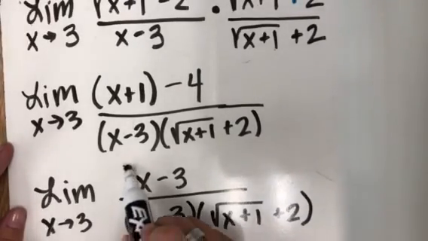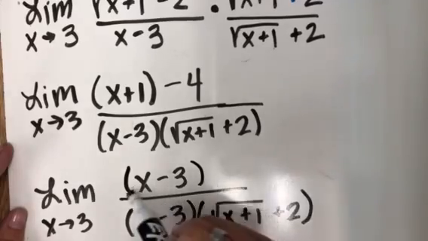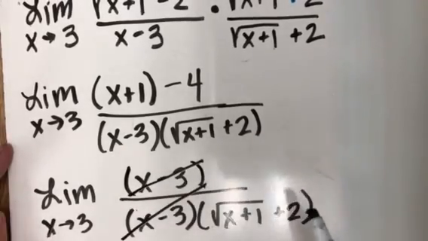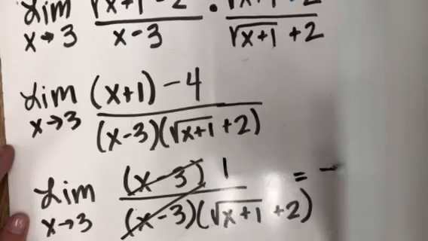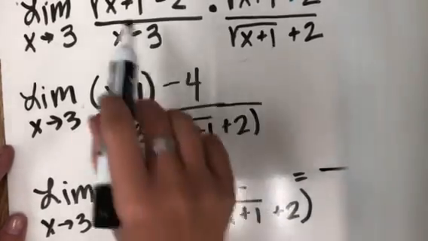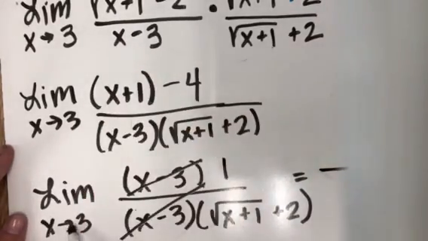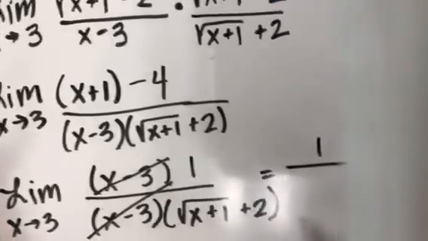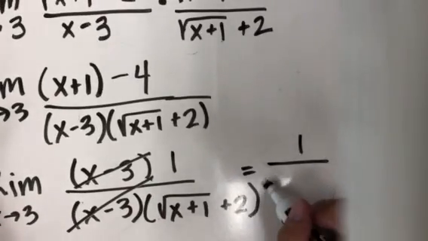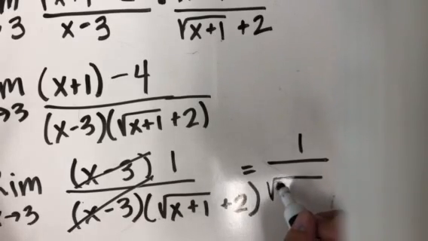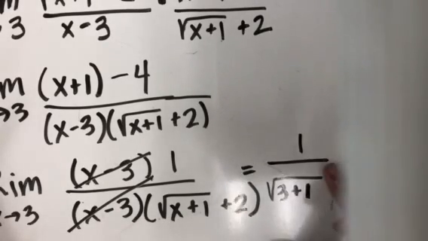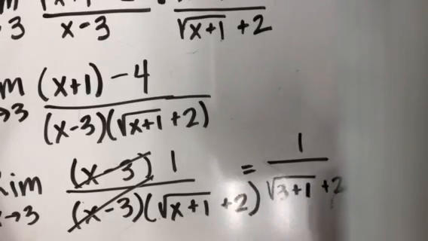That magic did happen. I have x minus 3 up here and down here, so I can divide them out to create a big 1. My new numerator is 1 over, and now I've eliminated my issue that I had up here, so I can just plug in this 3. 1 over the square root of, instead of x plus 1, I'm going to use this 3 and say 3 plus 1. And then I have my plus 2.